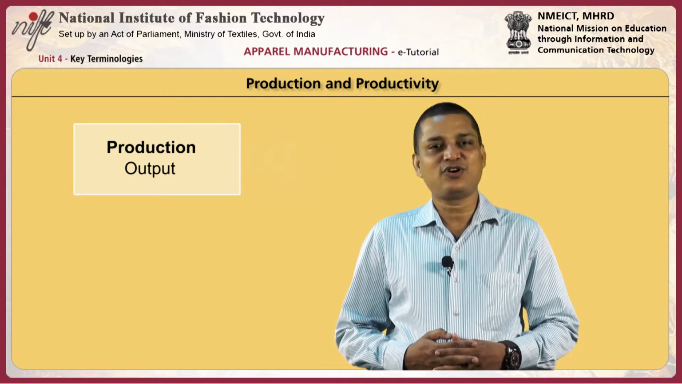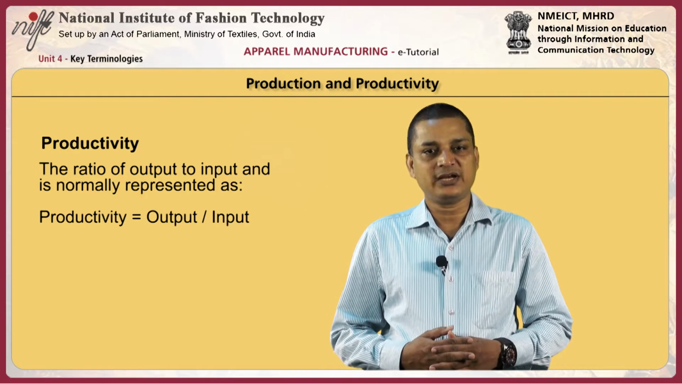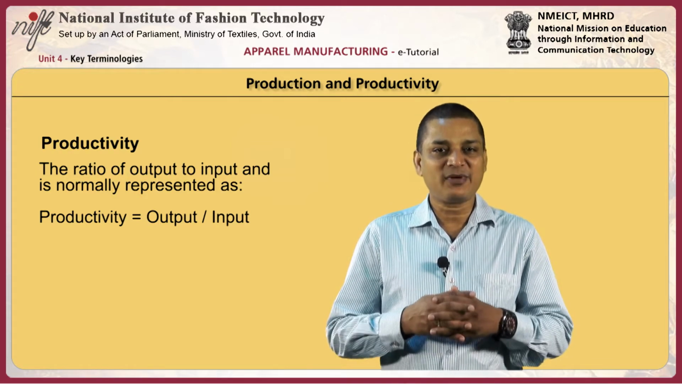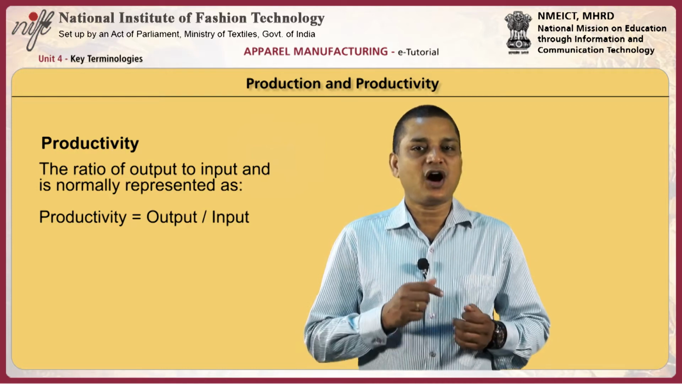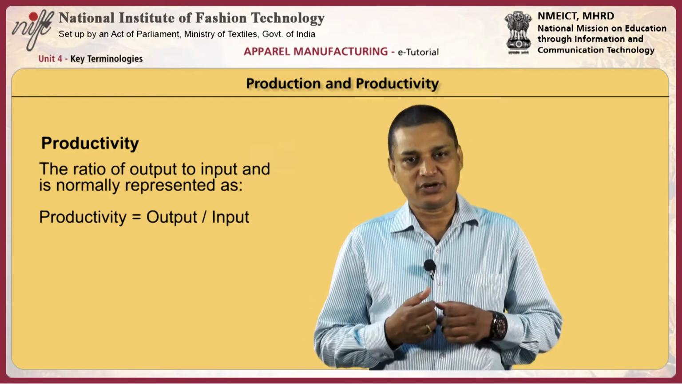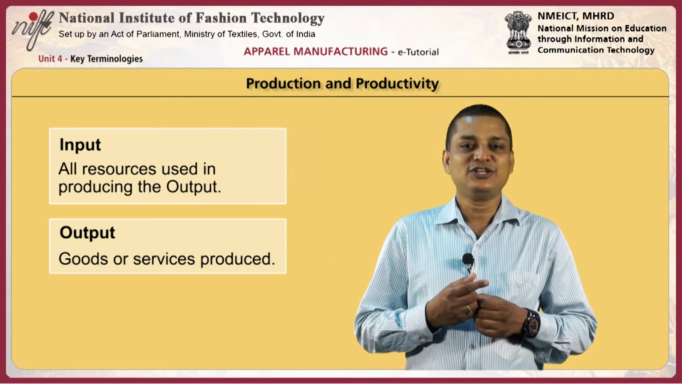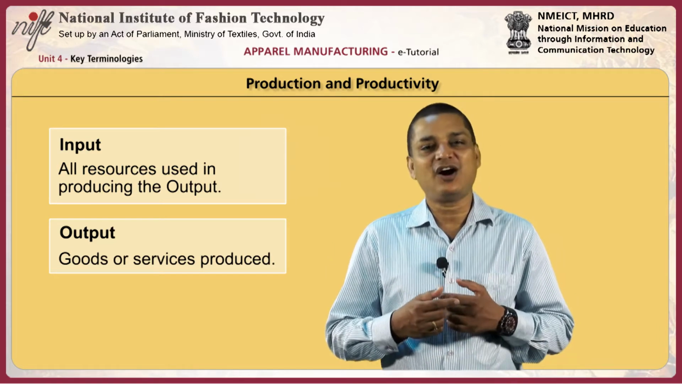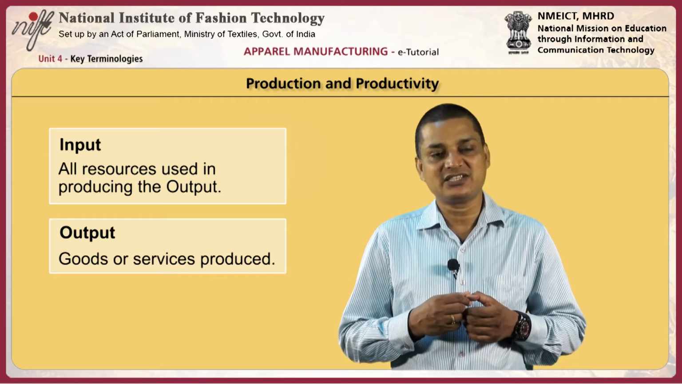Production refers to output. Productivity is the ratio of output to input and is normally represented as productivity equals output divided by input. Input refers to all resources used in producing the output. Output refers to goods or services produced.